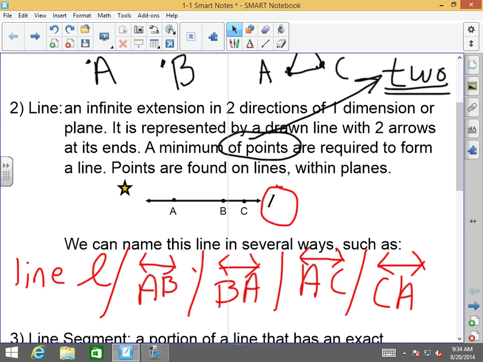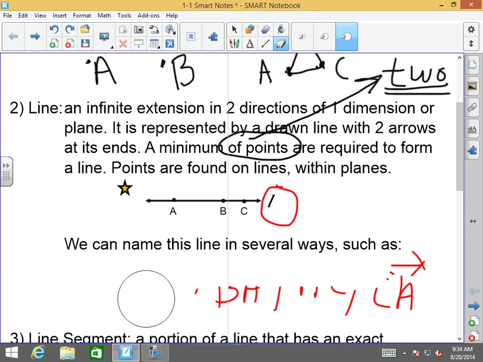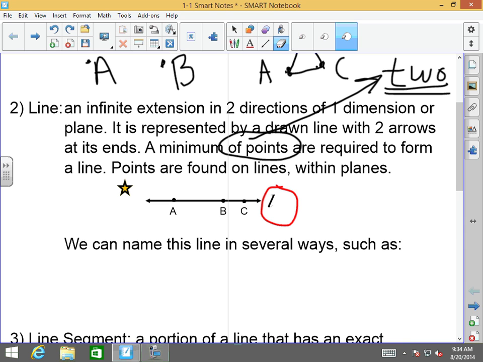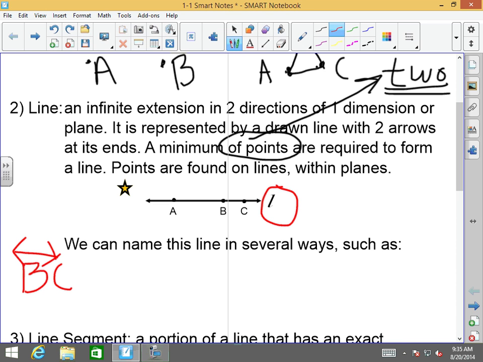Yes, sir, what you got? BC? Yes, BC will work. Line D, you can use 1 letter, but the D is not signified there. In that case, only the L is, right? But someone said BC, I think. What else? What else? Line CB, yes.